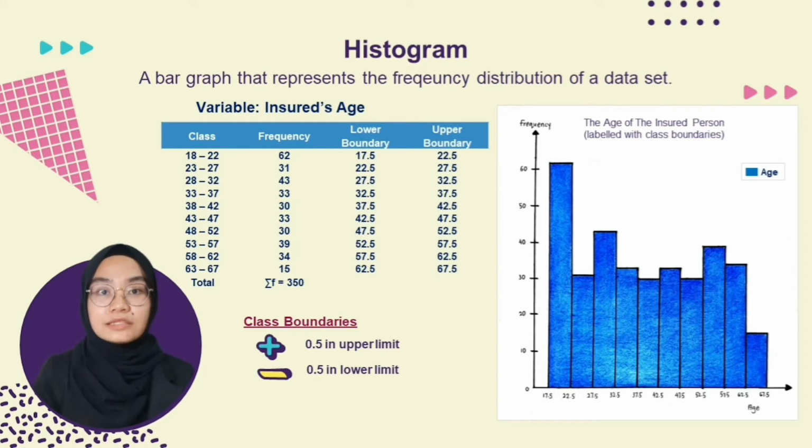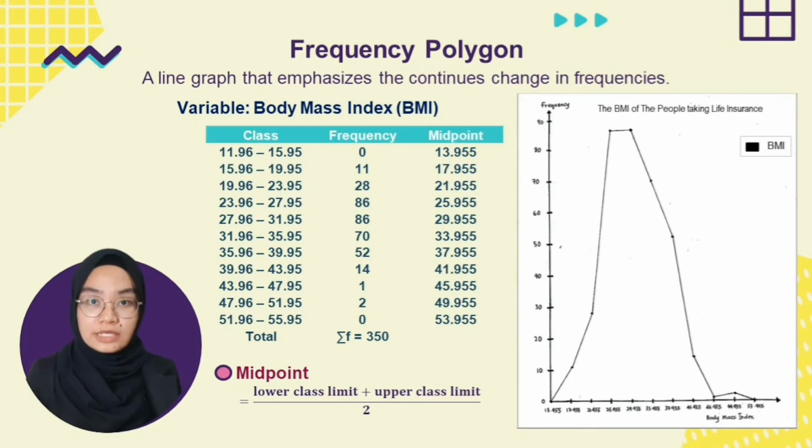From the graph, we can see that the highest frequency class limit is from 18 to 22 years, and the lowest frequency class limit is 63 to 67 years. So we can conclude that people aged 18 to 22 years are the most likely to take life insurance. Frequency polygon is for quantitative variable data.